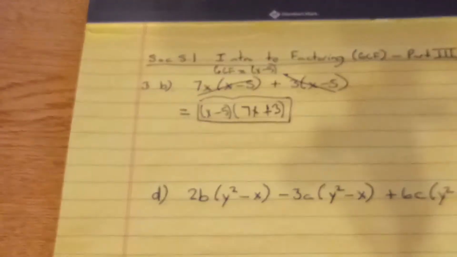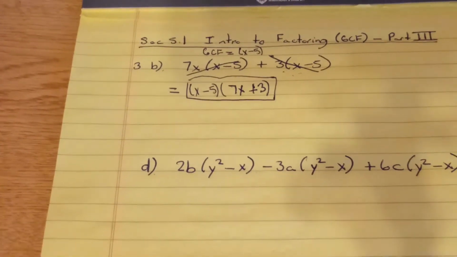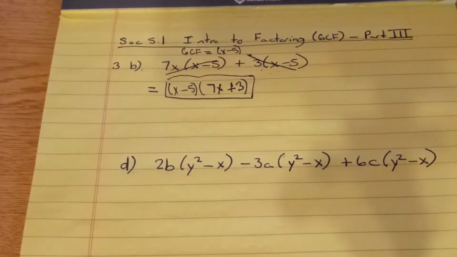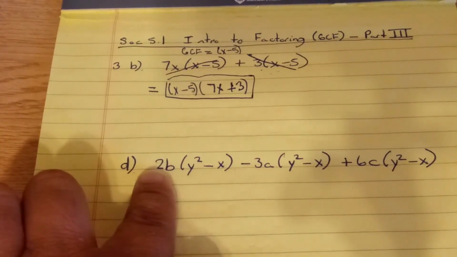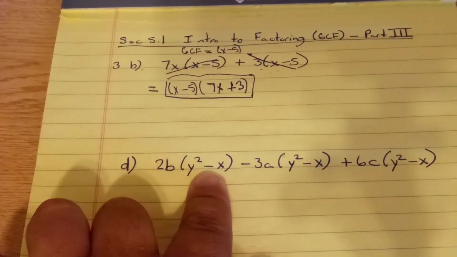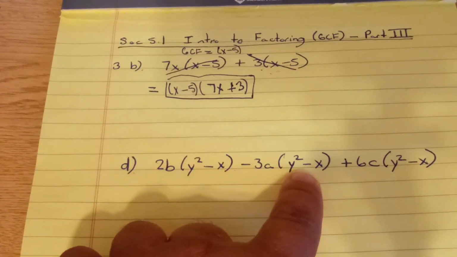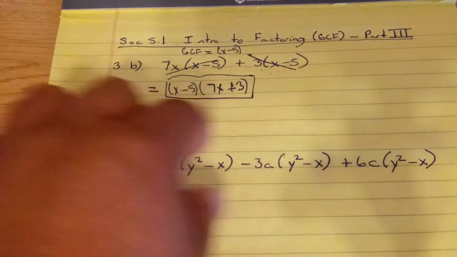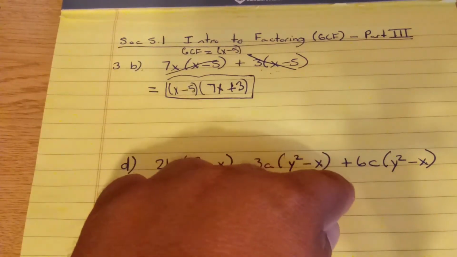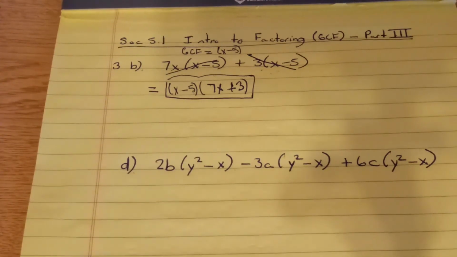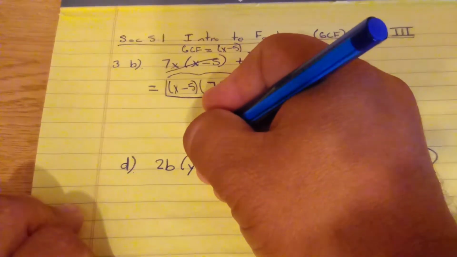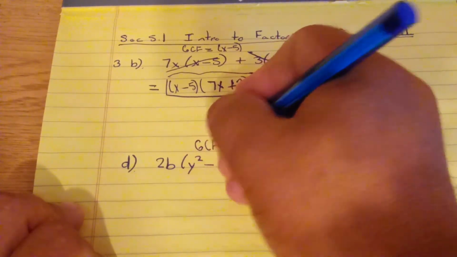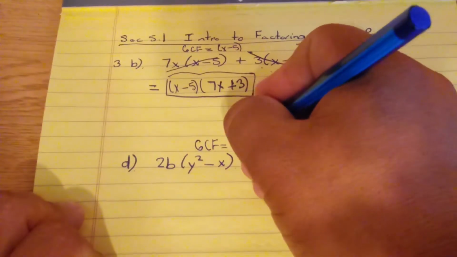Our next problem, problem D right there, looks a little bit more complicated. It looks a little bit more intimidating than our previous one, but once again, take a look at it. We have 3 gigantic terms here. We have this one right here, we have the second one, and we have this third one. Remember, these 3 terms are separated by minuses and pluses. If you notice, all of them have the y squared minus x in common. So that is your GCF. Your GCF for this one will be the polynomial y squared minus x.